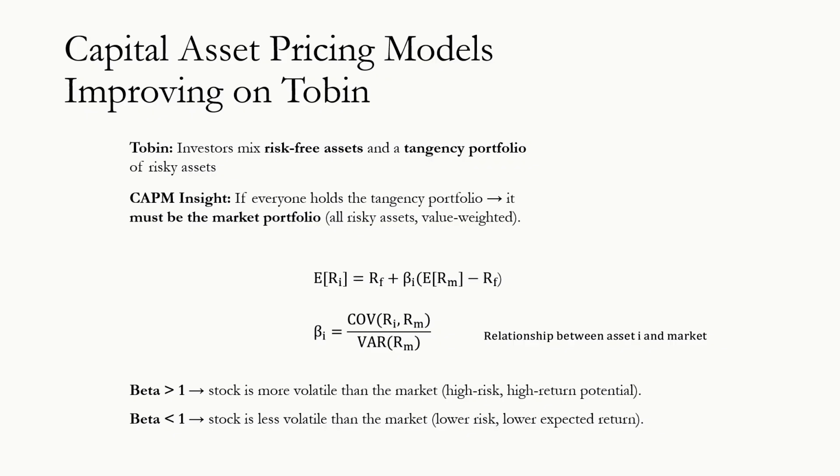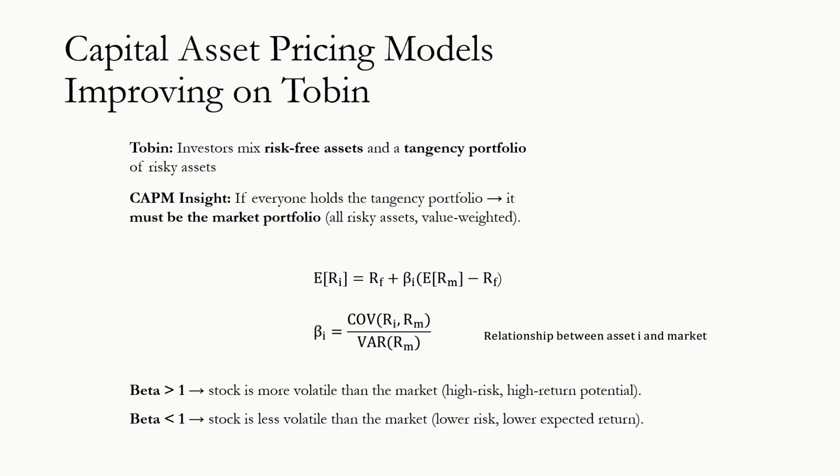So the capital asset pricing model improves on Tobin. In Tobin, investors mix risk-free assets and a tangency portfolio of risky assets. The CAPM insight is that if everyone holds a tangency portfolio, it must be the market portfolio, all risky assets value weighted.